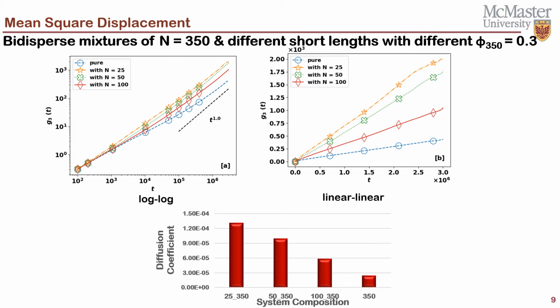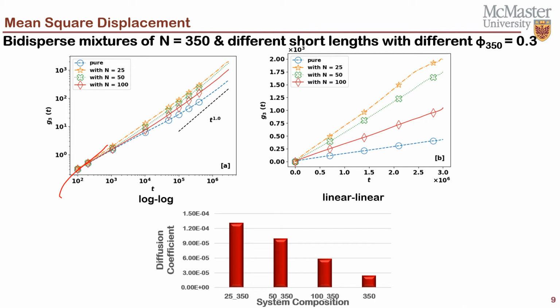The graph on the left, which is the log-log plot, is further amplified in a linear plot. Again, the yellow line represents the shortest chain at n equals 25. The green line is when it's mixed with n equals 50. The red line is when it's mixed with 100. And the blue line represents the pure 350.